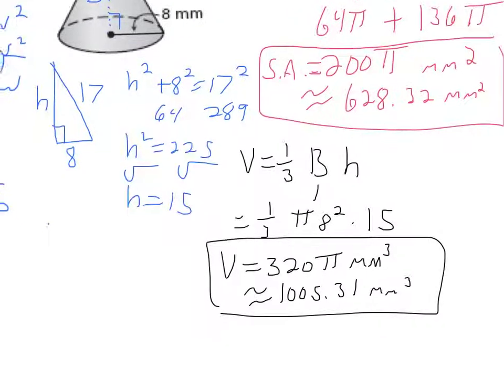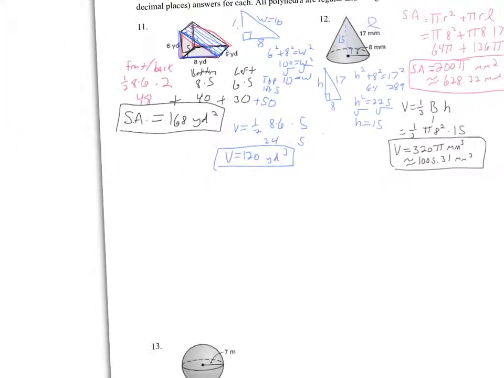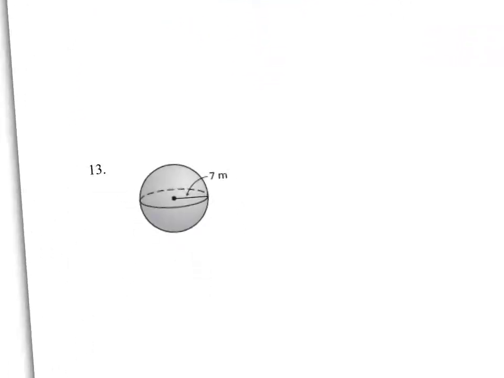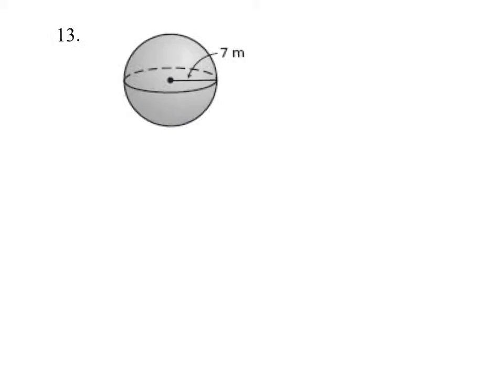Alright, last problem here, number 13. It's kind of weird only having a chapter review with only 13 problems, but each one of these is a double problem, in some sense maybe even a quadruple problem because we have exact and approximate for a lot of these. Alright, back to a sphere.